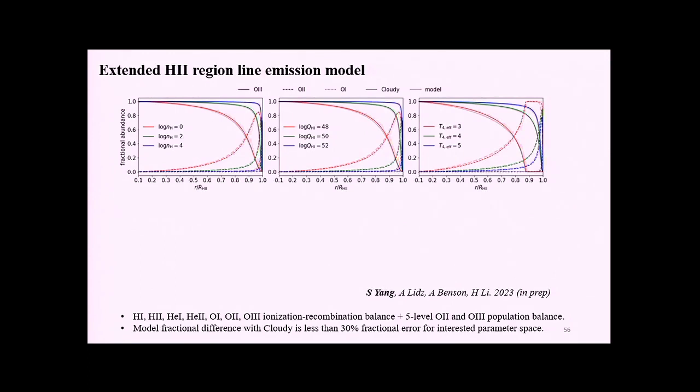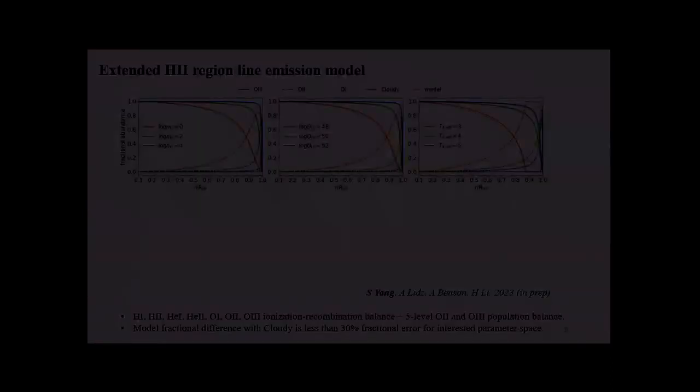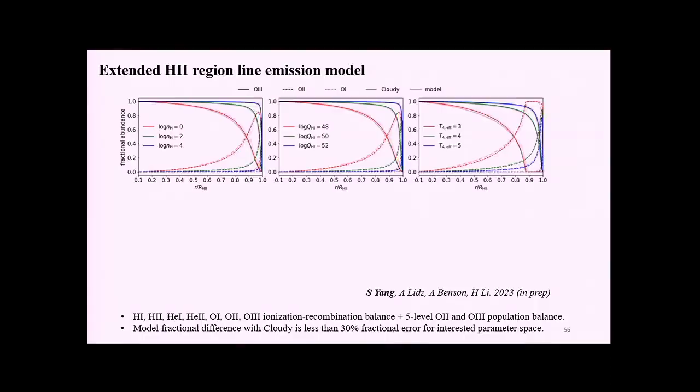In this figure, I show the model and Cloudy comparison for the fractional abundance of O3, O2, and O1 as a function of the radius within the H2 region. The O3, O2, and O1 fractional abundances are given by solid, dashed, and dotted curves. The Cloudy predictions are given by thin curves, while our model predictions are given by thicker, transparent curves.